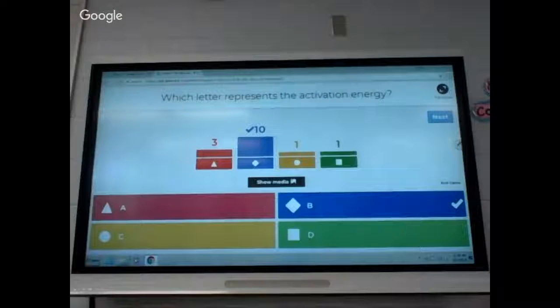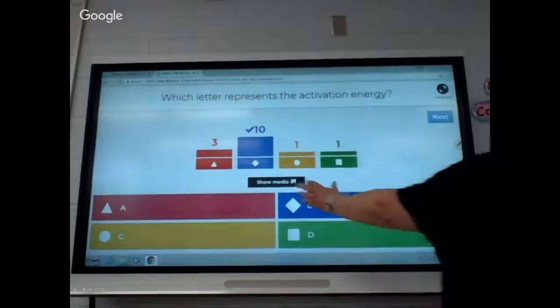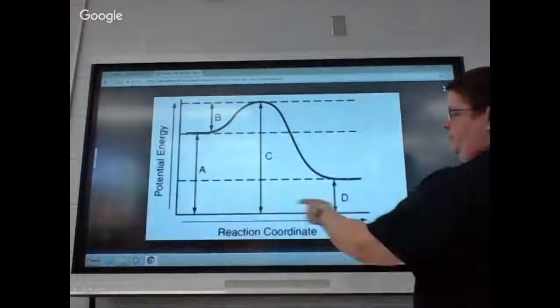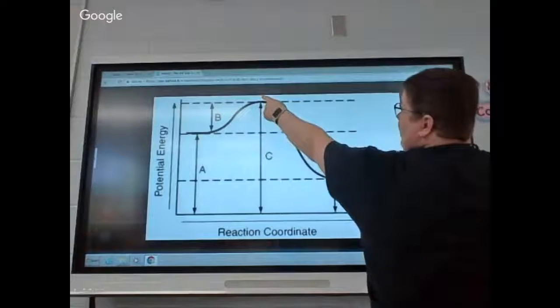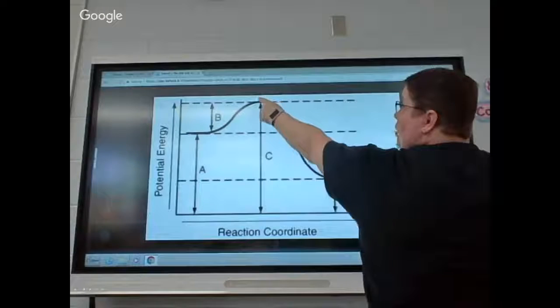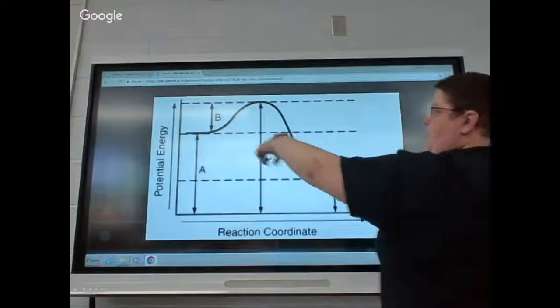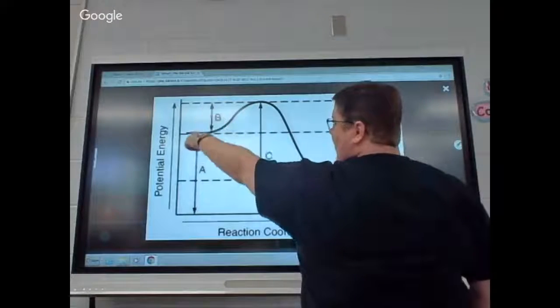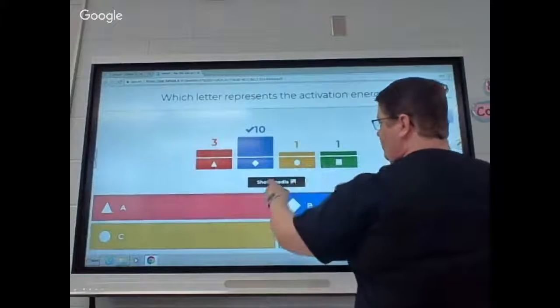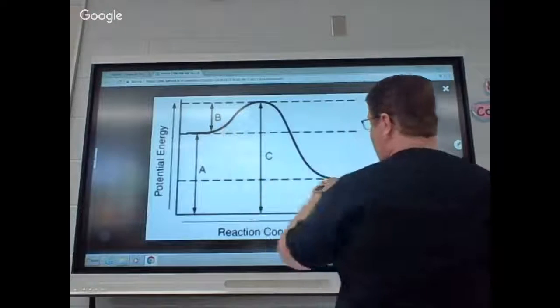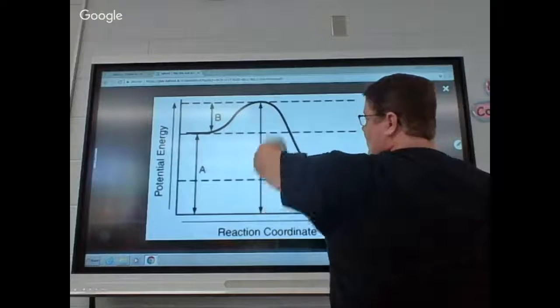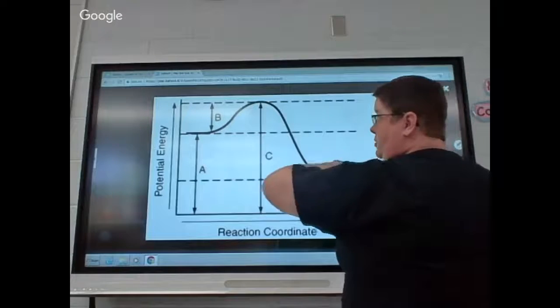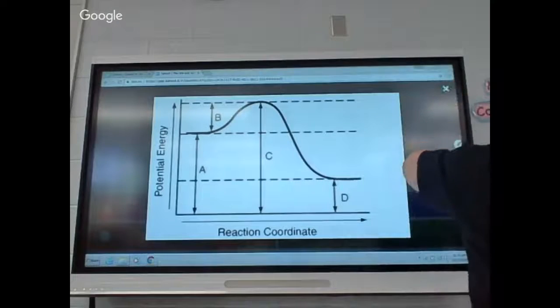All right. Somebody did pick C. C is the activated complex. This is called the activated complex. I've not used that word because it's not important. B is the right answer. A is the reactants. D is the products. C is the activated complex, which I've not talked about. B is the only right answer.